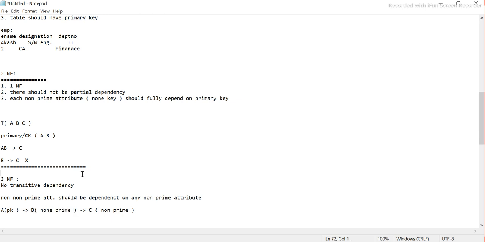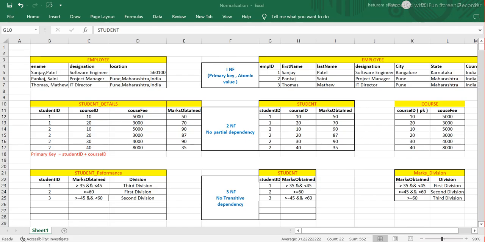Transitive means transition, right? A is transiting to B, and B is transiting to C. But we cannot say C is directly dependent on A. It is actually dependent on B. So this kind of thing is not allowed, basically. This is the rule about the third normal form. So let's try to see an example. I think that will make more sense.